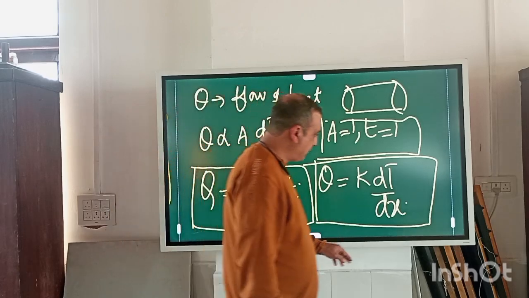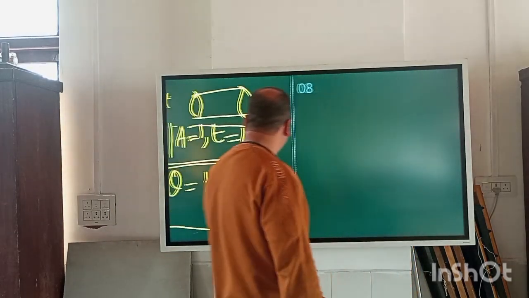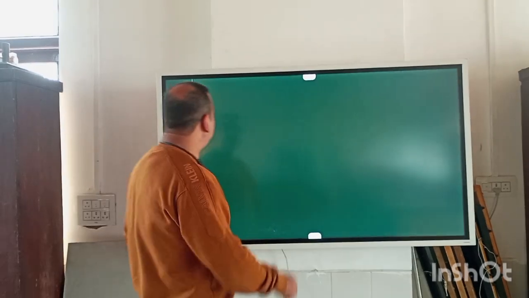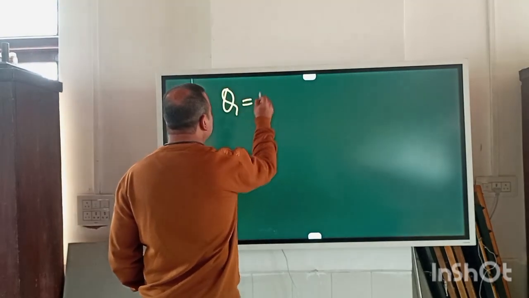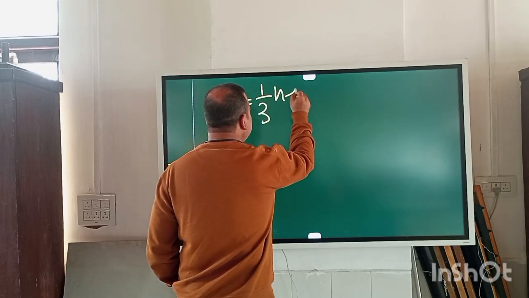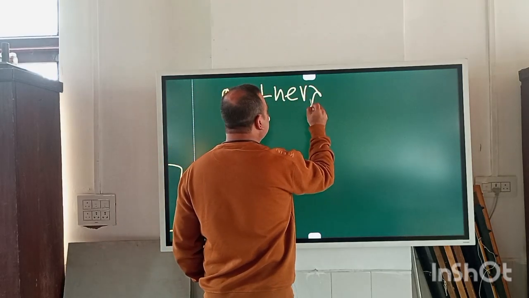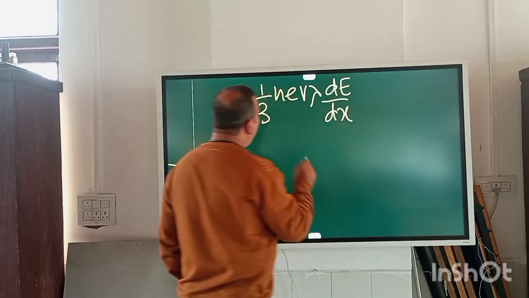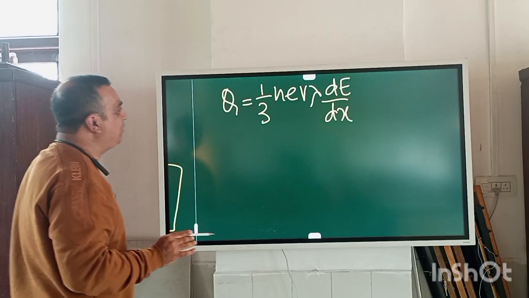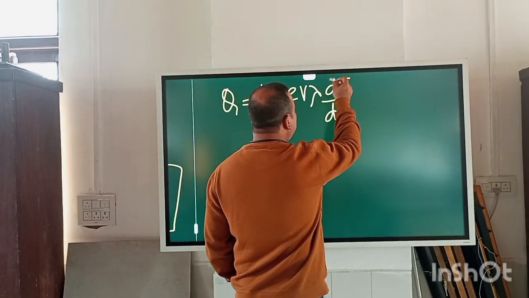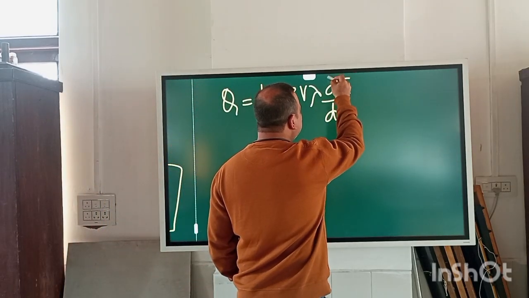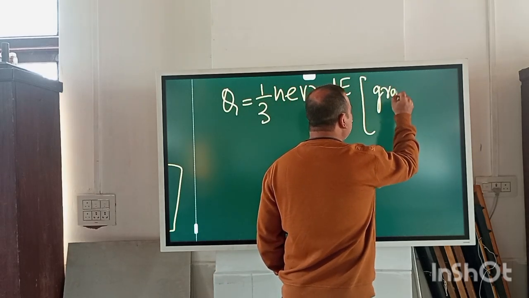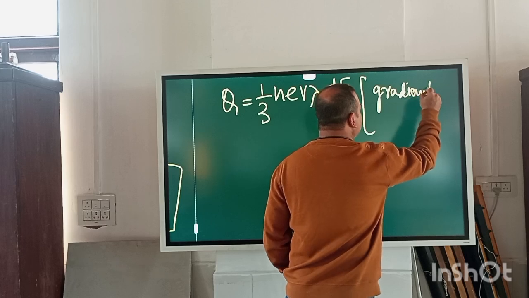and dT by dx gives us the measure of the temperature gradient. Now, moving from here, from the model of kinetic theory of gases, what we have is Q equals 1 by 3 N E v lambda dE by dx. Now, all of the symbols are known to us in this equation. The only thing that we have added here is dE by dx, and this dE by dx is the gradient in energy. It gives us the measure of gradient in energy.